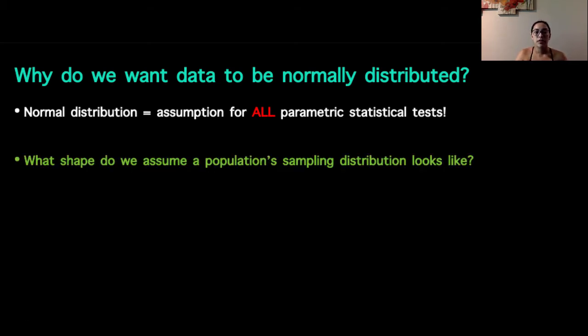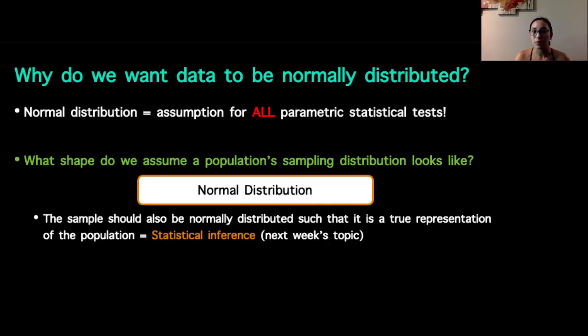What shape do we assume a population sampling distribution looks like? Normal distribution, right? So if we collect a sample, and if that sample is truly representative of the population, the sample distribution shape should be similar to that of the population distribution shape. So that's why we also want a normal distribution for our sample, because that would be representative of what the population distribution would look like.